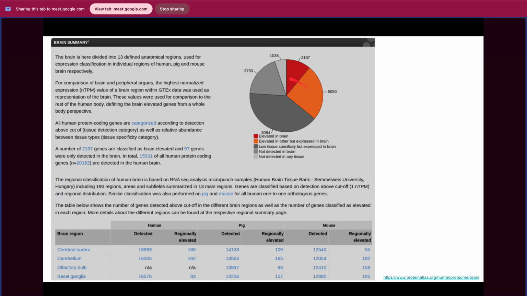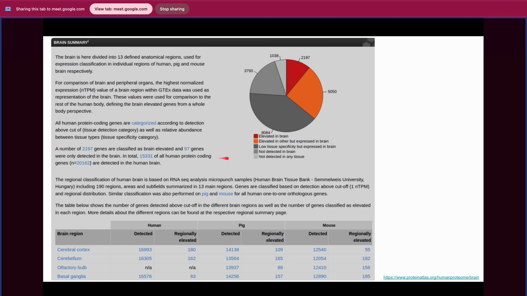After identifying all the proteins, 2,197 genes were classified as brain elevated genes. 97 were only detected in the brain, which means these are specific to brain. And in total, 15,331 of the human protein coding genes are detected in the human brain. This is the same number as was previously mentioned.